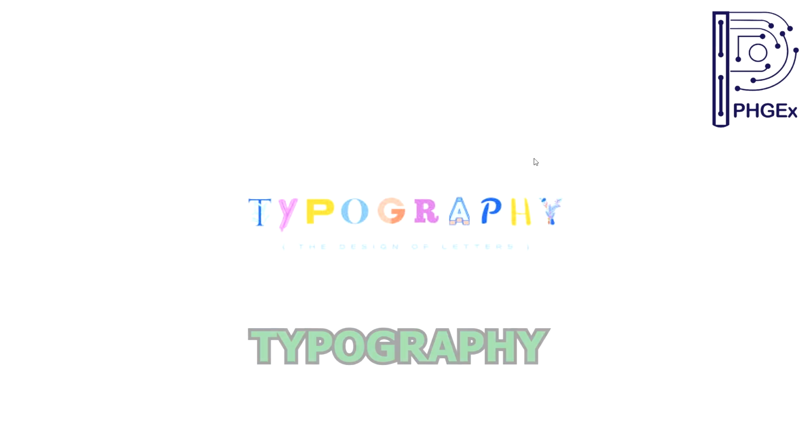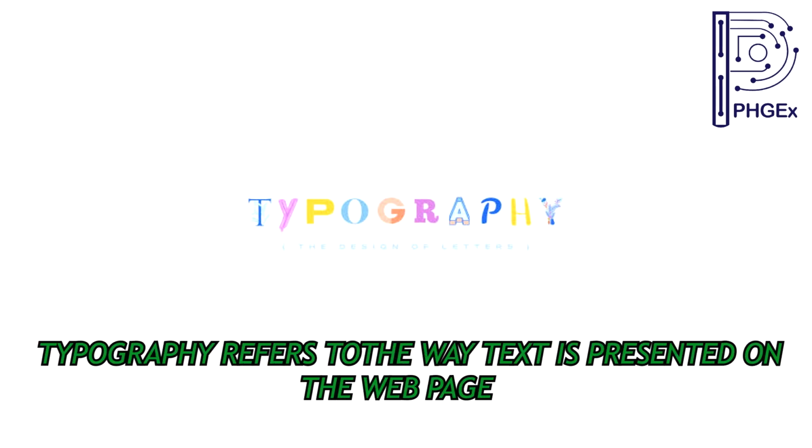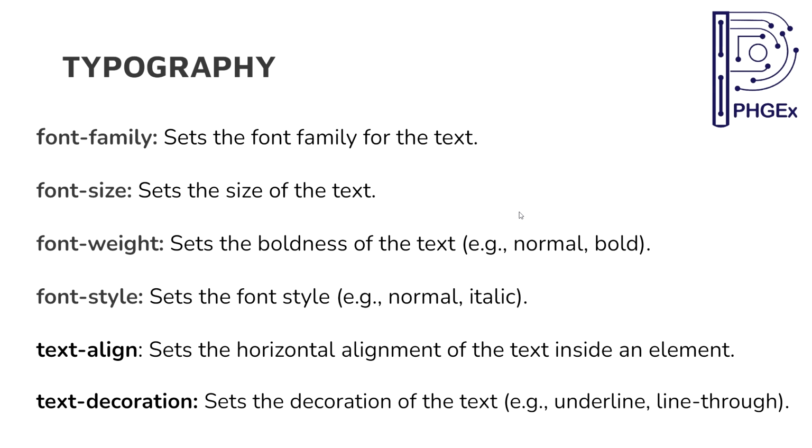The topic we are going to consider now is typography, which basically refers to the way we are going to present our text on our web page. Everything text with white spaces is under typography in CSS. Typography has a lot of properties, and some of these properties include the font family that sets the type of font we are supposed to use in our document.